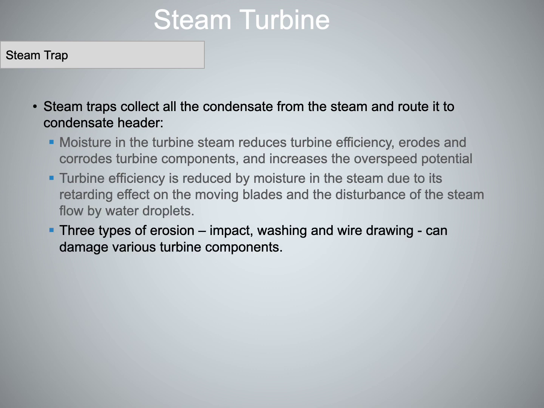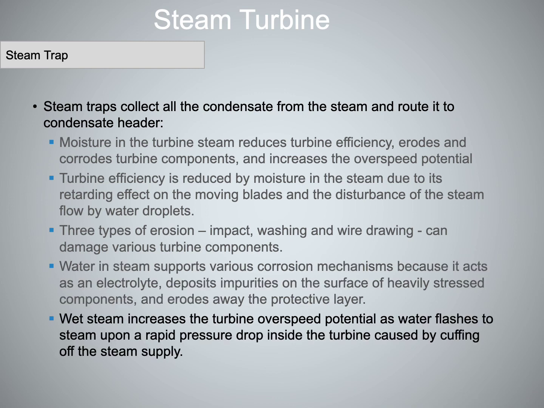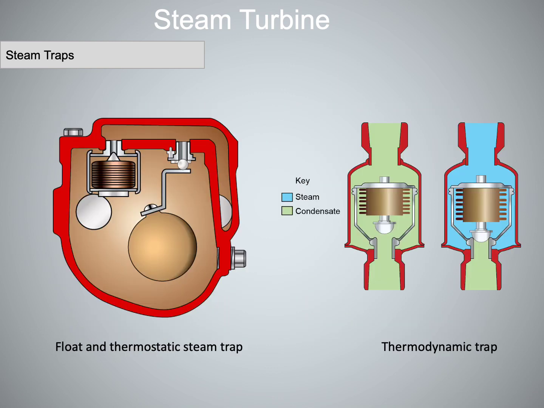3 types of erosion, impact, washing, and wire drawing, can damage various turbine components. Water in steam supports various corrosion mechanisms, because it acts as an electrolyte, deposits impurities on the surface of heavily stressed components, and erodes away the protective layer. Wet steam increases the turbine overspeed potential, as water flashes to steam upon a rapid pressure drop inside the turbine caused by cutting off the steam supply. Float and thermostatic steam trap, thermodynamic trap.